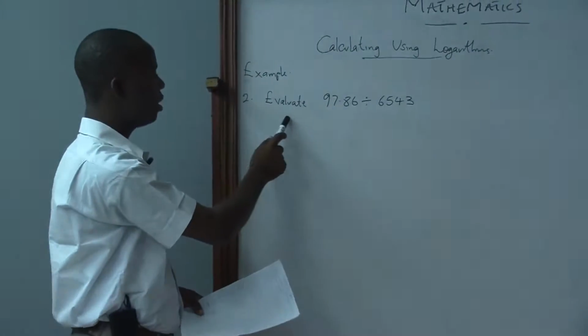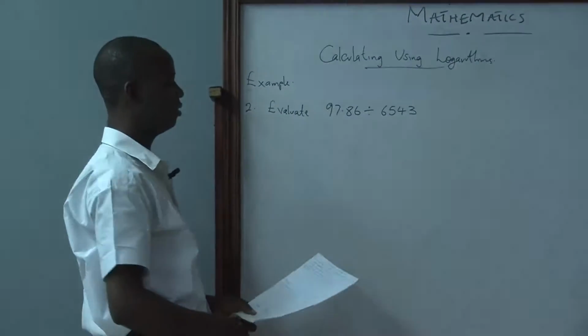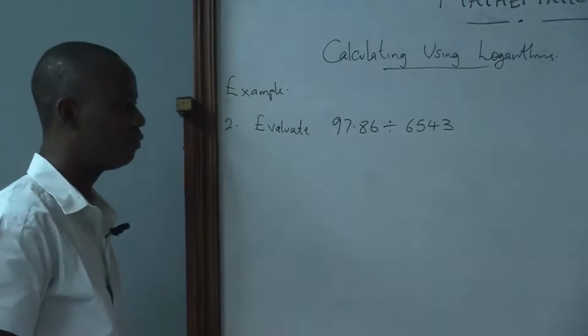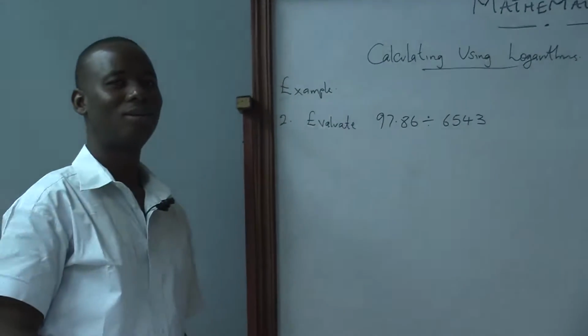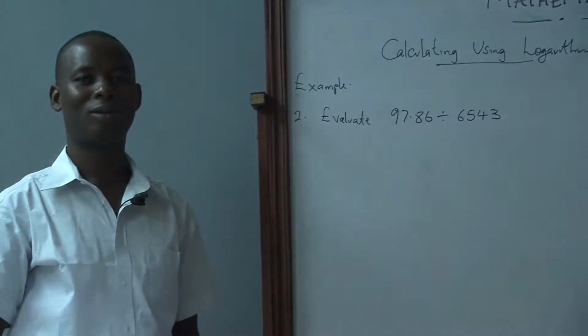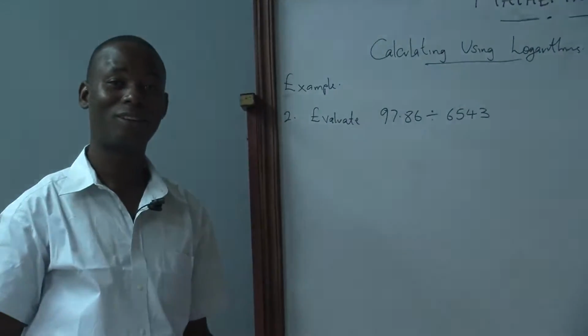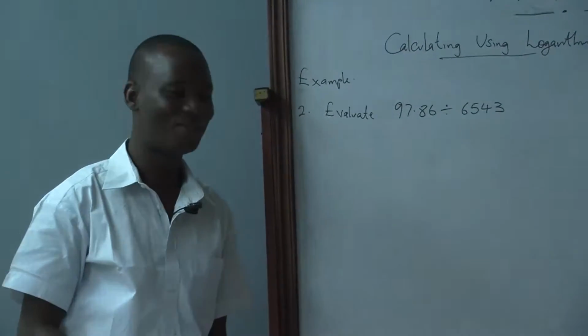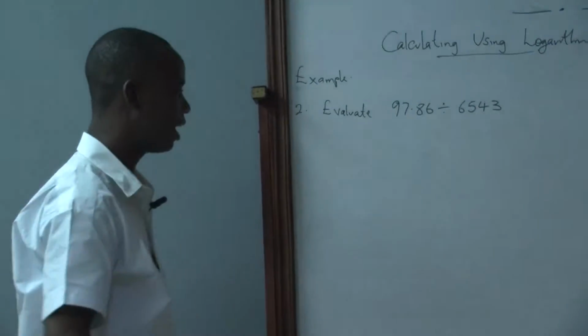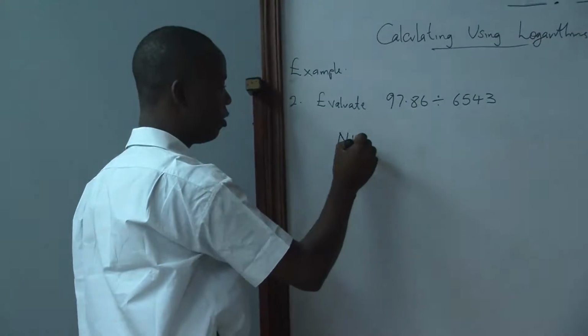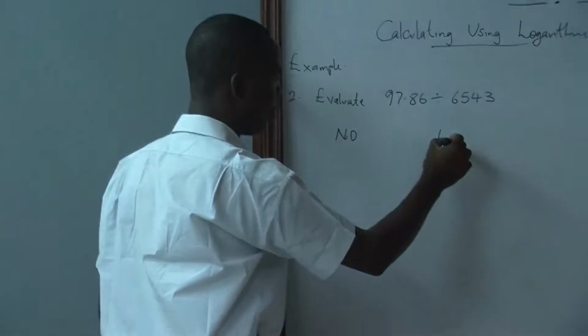Example number 2. We have to evaluate 97.86 divided by 6,543. That might be difficult for us to do without a calculator. We do not have a calculator, but we have the four-figure table. That makes it so easy for us at the same time. Like we did earlier, we have the numbers, and we're going to have the log.